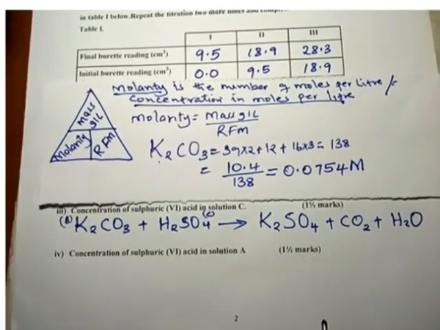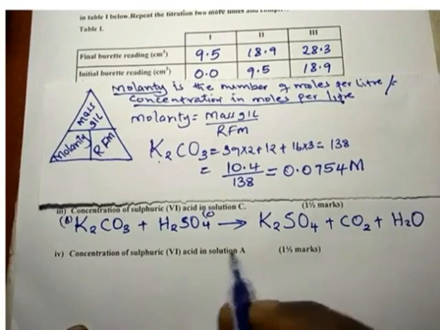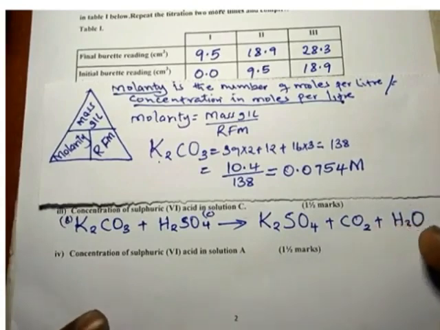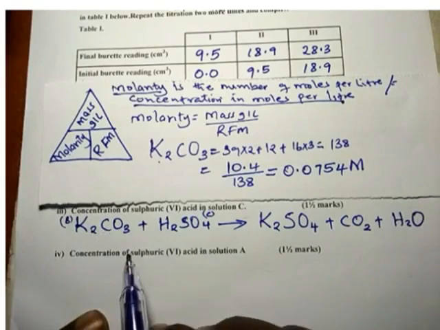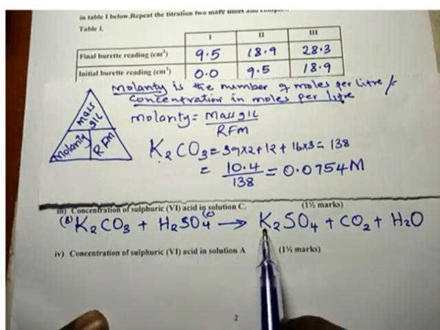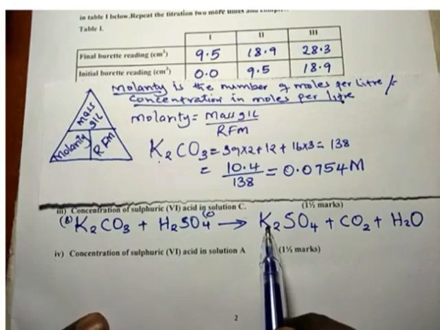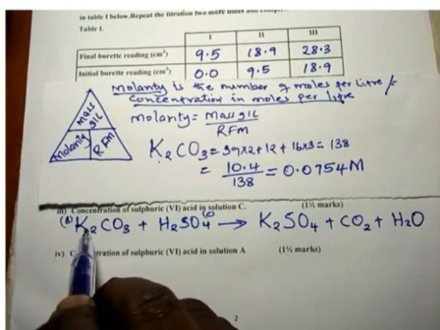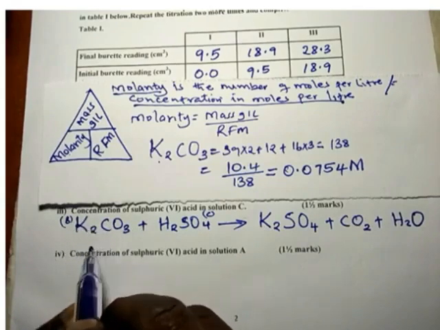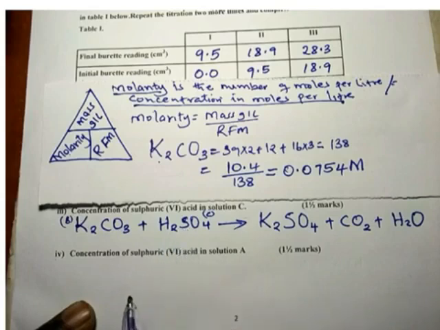Right? We don't care about writing the state symbols first. What we want is to write an equation that is balanced, because there is a relationship between this and this, so we need to check, is the equation balanced? If the equation is balanced, that's okay. It means the number of moles of potassium carbonate that reacted with sulfuric acid are equal.